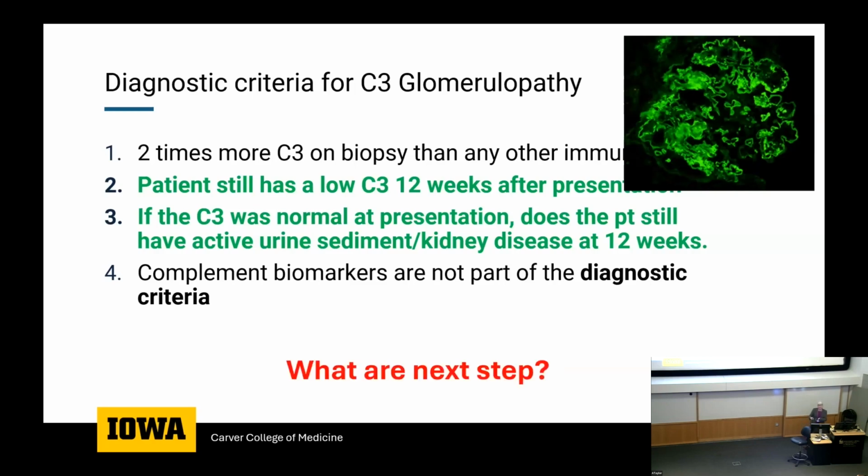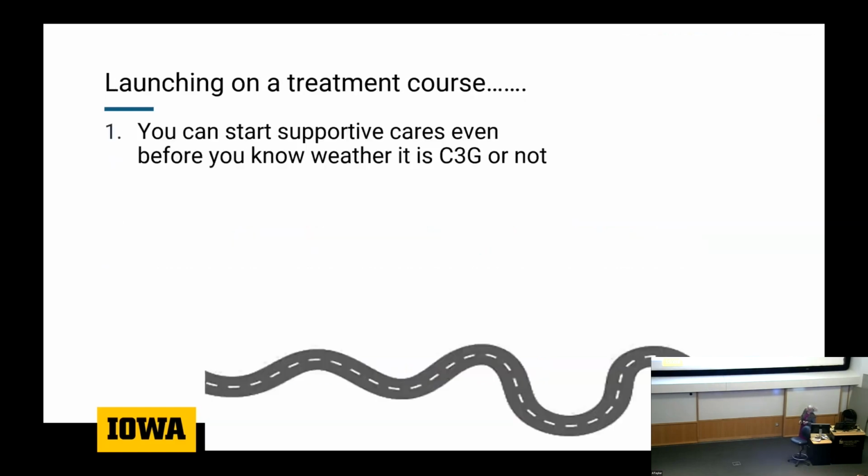So let's say you've committed to the C3 glomerulopathy diagnosis. You've decided your C3 dominant glomerulonephritis actually is C3G. The next question that your physician has to sort through is, what are the next steps? Well, it doesn't surprise you that I'm going to probably throw another curve in your highway, if you will.